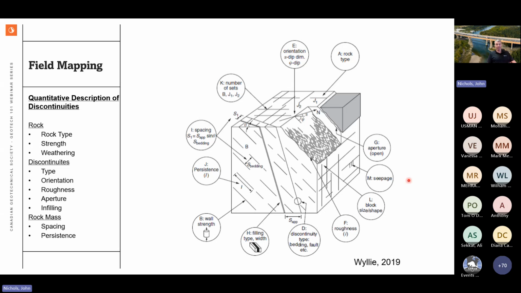So when we get out to the field and we do our field mapping, this is generally what we're trying to find. We're trying to describe the rock type, the strength, the weathering, the discontinuities, the type, the orientation, roughness, aperture, infilling, and then from a rock mass perspective, the spacing and the persistence. These are the key features to mapping, and we need to capture all of them and make sure that they're noted.